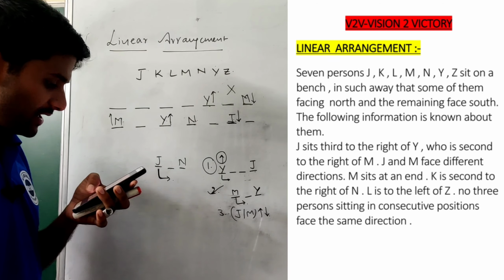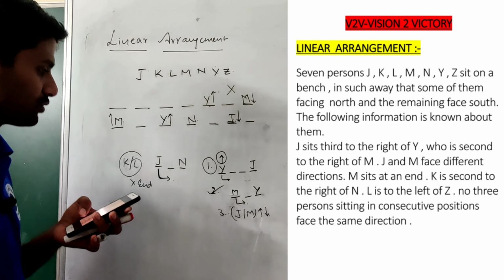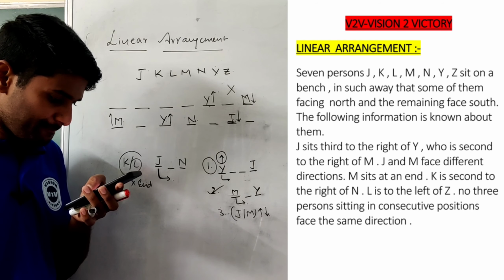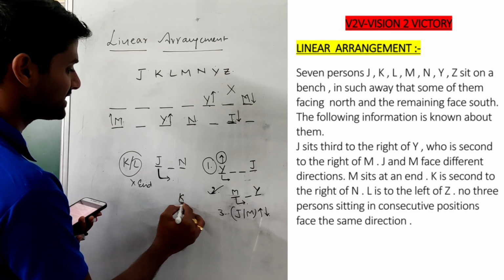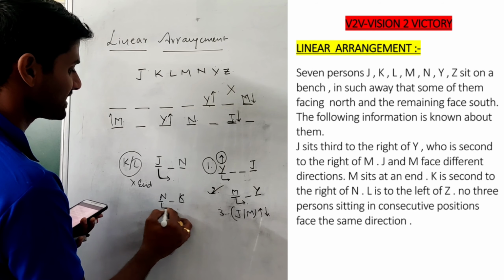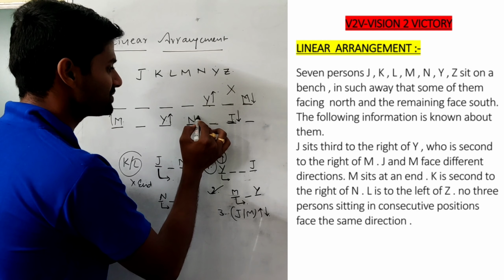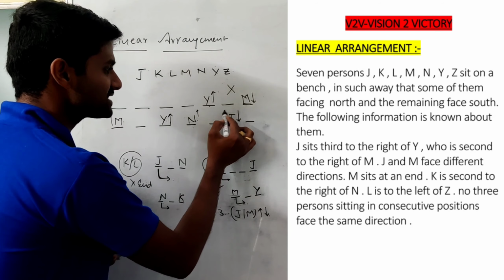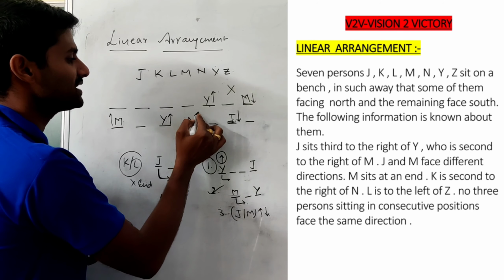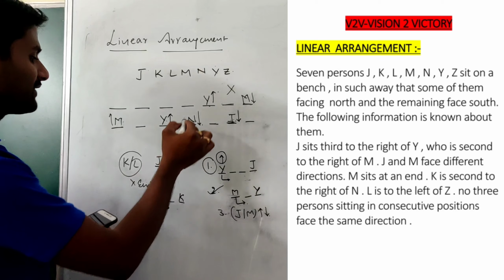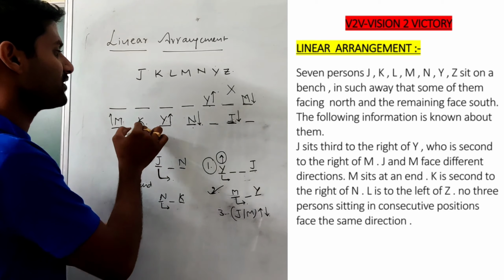And K and L do not sit at any end. That is one more piece of information. And K is the second right of N. We don't know the direction of N, but if we assume this person is facing north, the second right position is exactly K, but we already occupied it with J. That's why we can confirm that N is facing south. If N is facing south, the exact second right position is K, so we confirm K here.